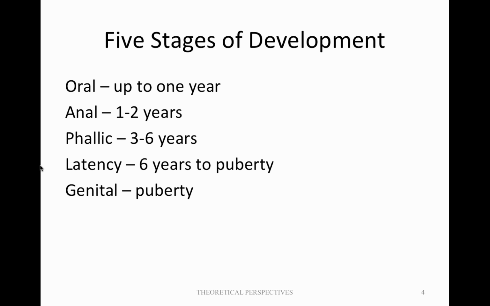Psychoanalytic identity theory also is based on the idea that there are 5 stages of development, that children go through predictable developmental stages. So Freud developed this schema of the 5 stages: the oral stage, the anal stage, the phallic stage, the latent stage, and the genital stage. Each one of these lasted a certain amount of time.